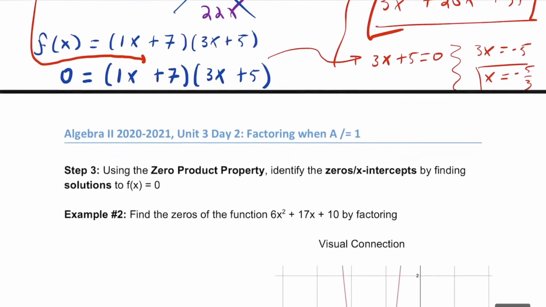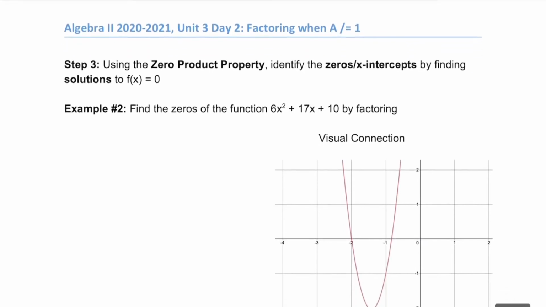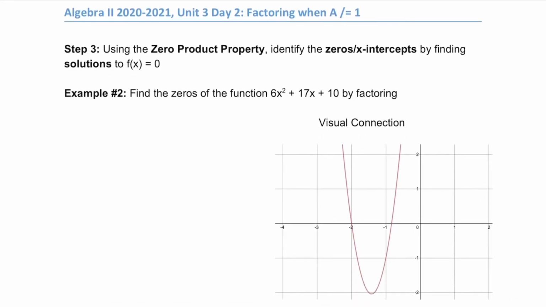Let's do one last one. I want you to see one. This is as hard as it gets. They won't all be this hard. Let's factor 6x squared plus 17x plus 10 to find these zeros.